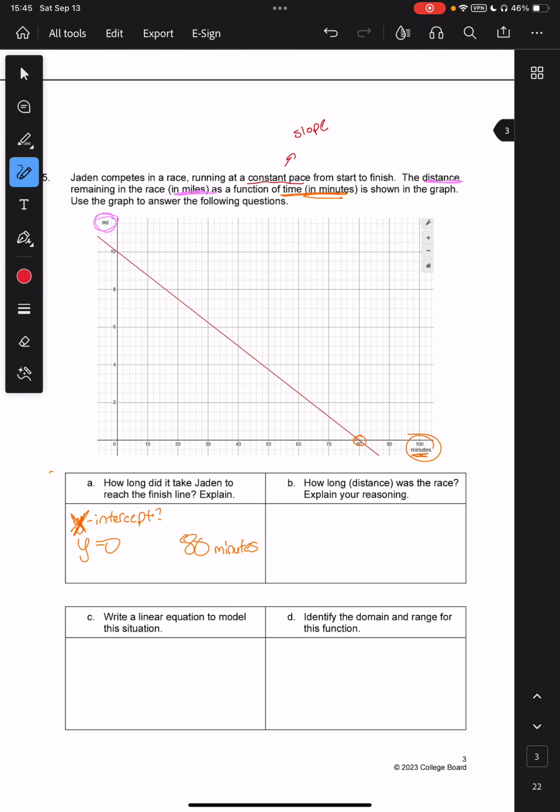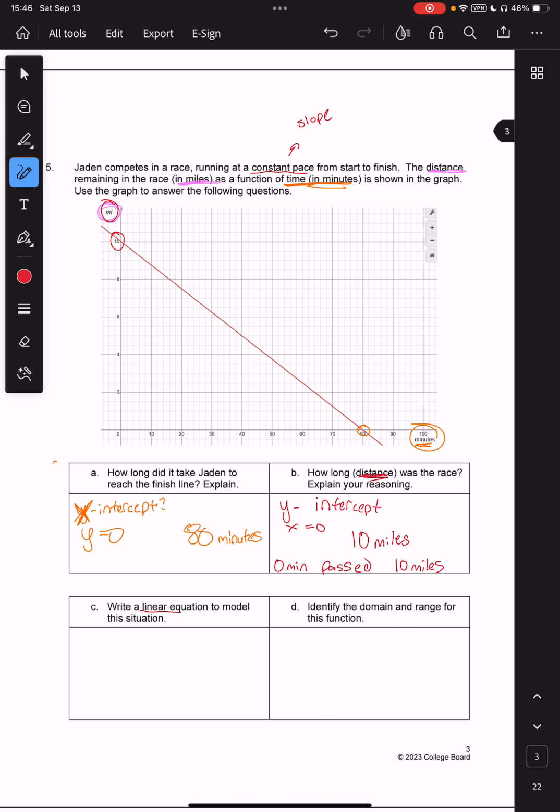What is the distance of the race? Well, that's actually going to be our y-intercept. So what is our y-intercept when x equals 0? Well, when x is 0, our y is 10. And 10 what? 10 miles. So when 0 minutes have passed, then we have 10 miles remaining. So that's how we know how long the race is.